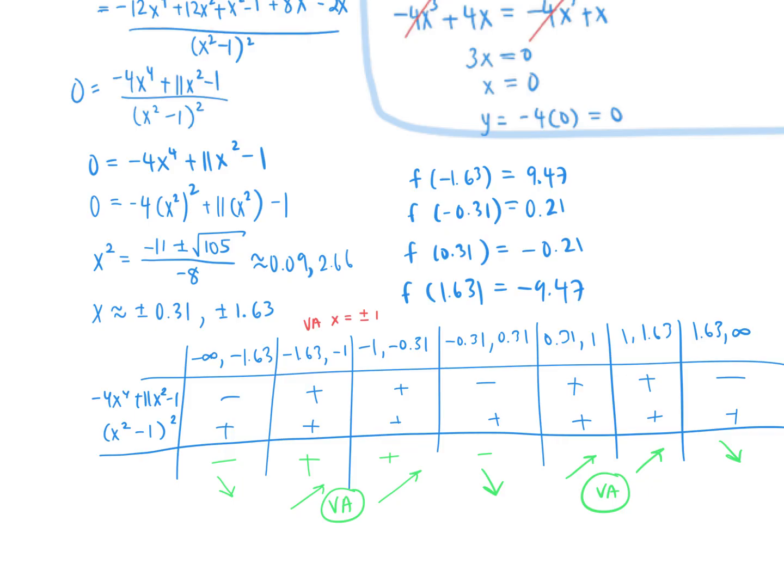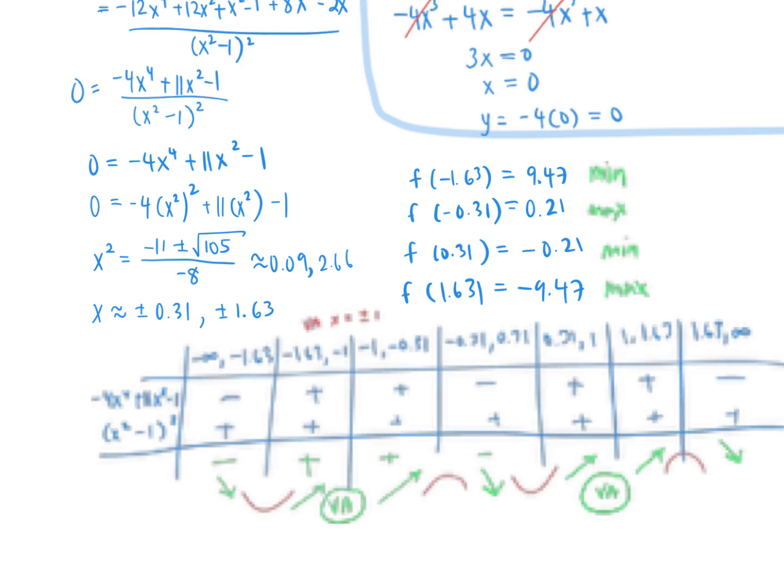At negative 1.63, we have a minimum because we go from decrease to increase. Then at negative 0.31, we have a maximum. Then at 0.31, we have another minimum. And then finally at 1.63, we have a maximum. We can see by how things are increasing and decreasing whether we have that max or min.